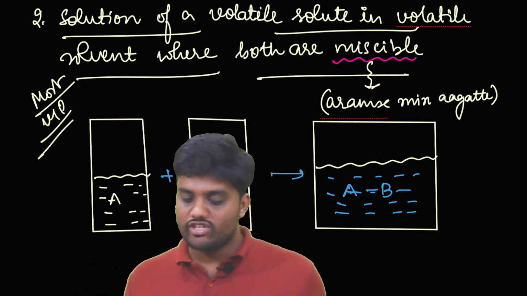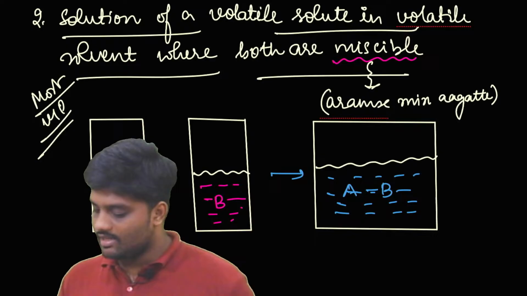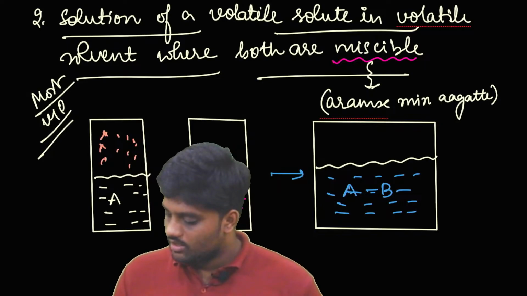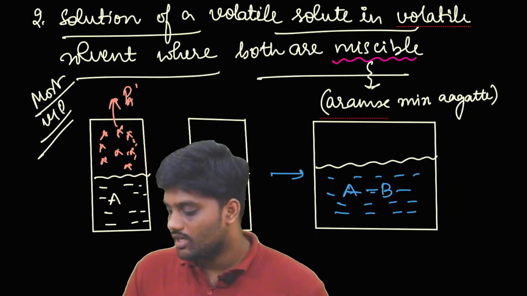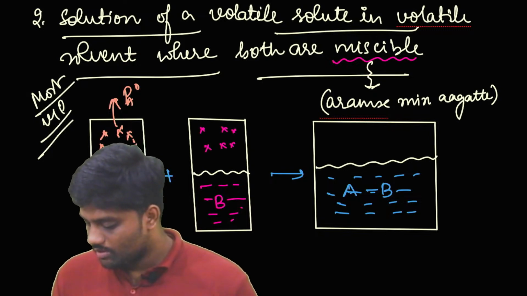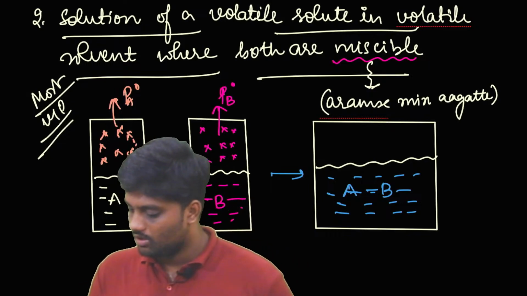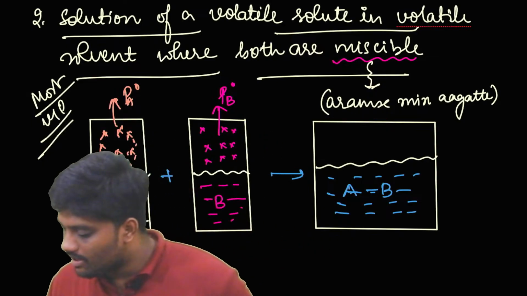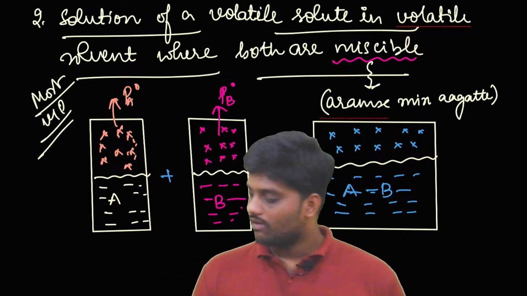Both are volatile. When I look at the individual pressures, A will give some vapors. I'll say the vapor pressure of A individually is PA naught. B will also develop some vapors, so that becomes PB naught. Understood? After mixing both, vapors come from both, because both are volatile.